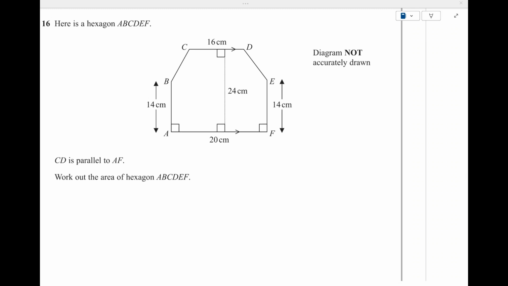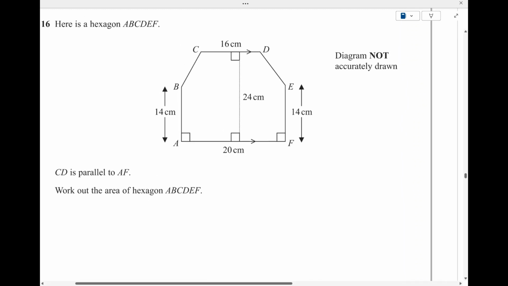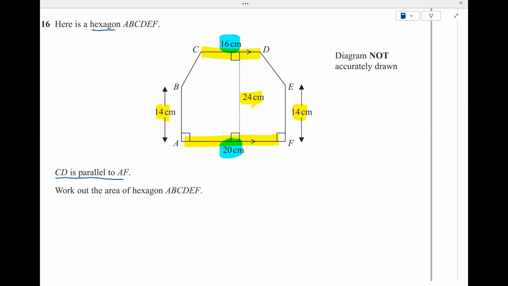Question 16. Here is a hexagon, a six-sided shape. Okay. CD is parallel to AF, so those two lines are parallel. Okay, I see that's both 14 and 14. I've got the height there. Got that 16 and that 20. Okay. Work out the area of the hexagon.